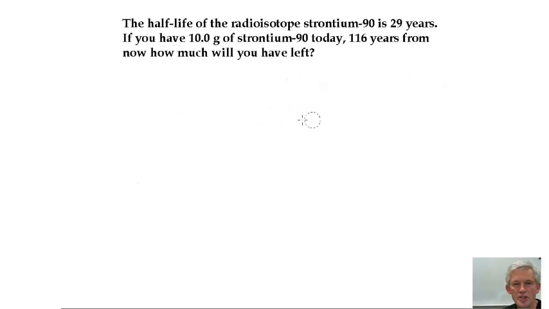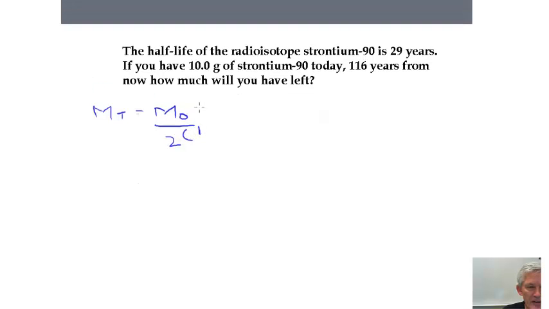So I mentioned that once you have the variables, the next step, of course, is to actually plug it into a formula. And in this particular case, the kind of formula you're probably looking at is mass total equal to the original mass, now divided by 2 to the power of the half-life.